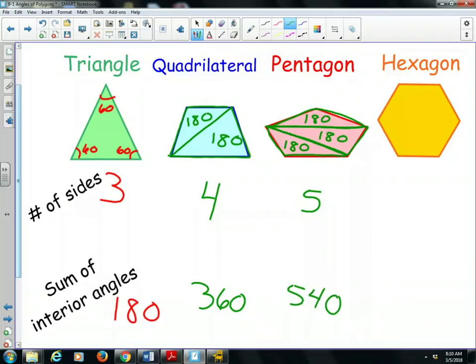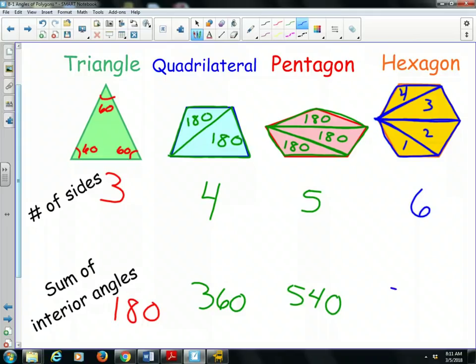Let's do this one more time, shall we? How many triangles can we make in a hexagon? There's 1. There's 2. There's 3. And here is 4. There is 1, 2, 3, 4 different triangles that we can make with a 6-sided figure, a hexagon. So 180 times 4 is 720 degrees.